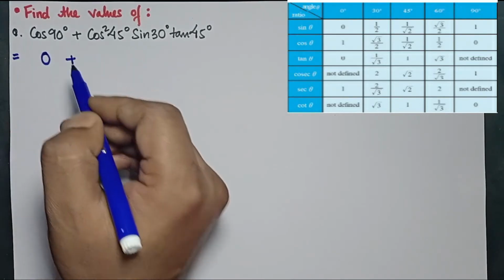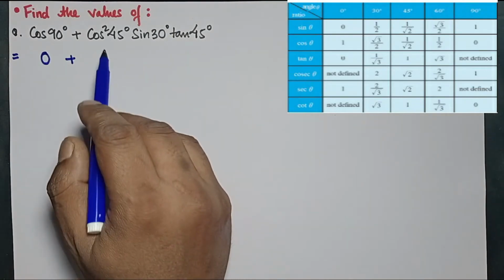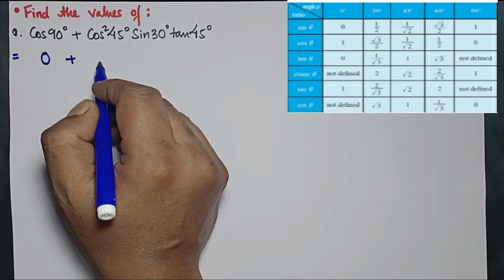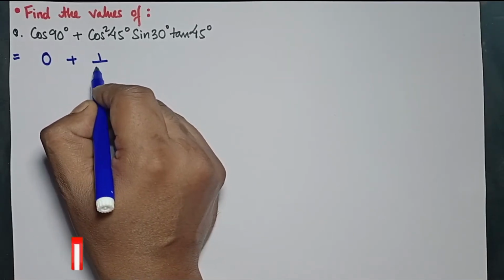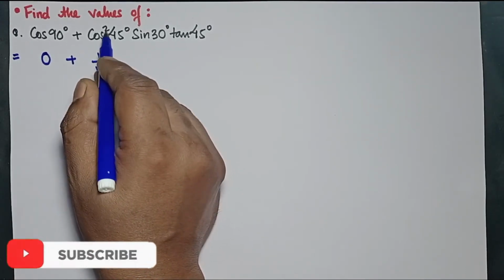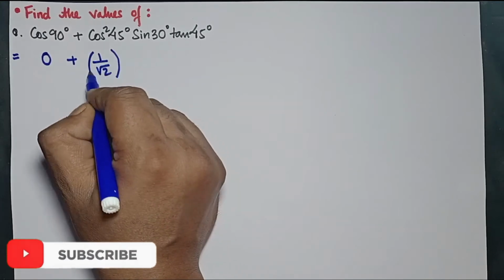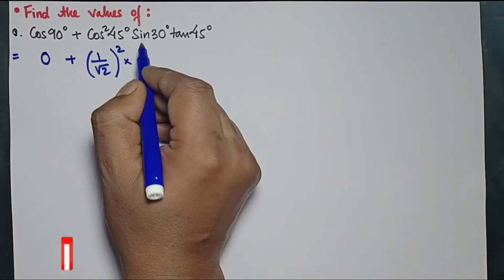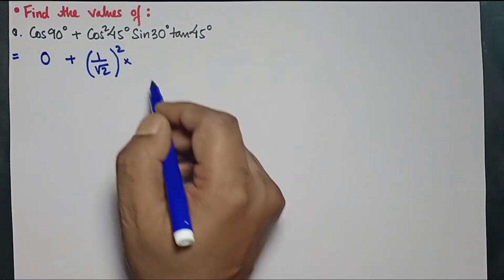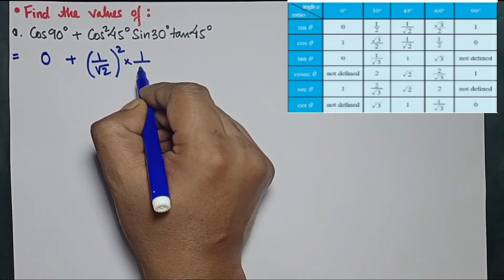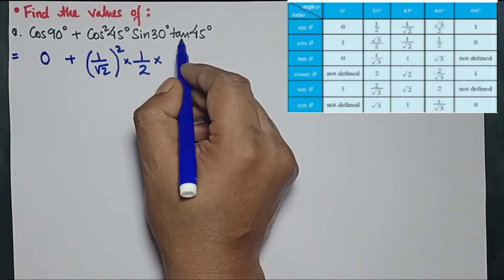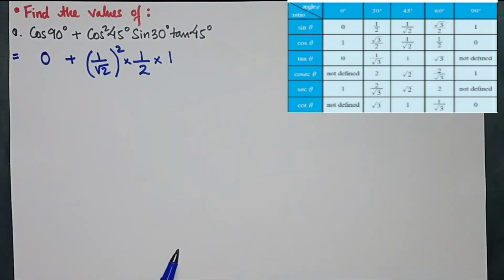Plus, now you can see cos square 45. What is the value of cos 45? Cos 45 is 1 by root 2. Since square is there, the whole square will be there. Now into sine 30. What is the value of sine 30? Sine 30 is 1 by 2, half. Tan 45 value is 1. Hope you are clear with this.